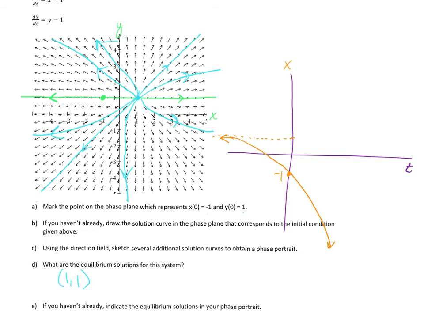All right, and then y, I'll do in green. So y starts at 1, and as I follow the solution curve, the y coordinate is not ever changing. We're staying on this horizontal line where the y coordinate is always 1. So forwards and backwards in time, the y coordinate never changes. So there are my x and y solution curves.